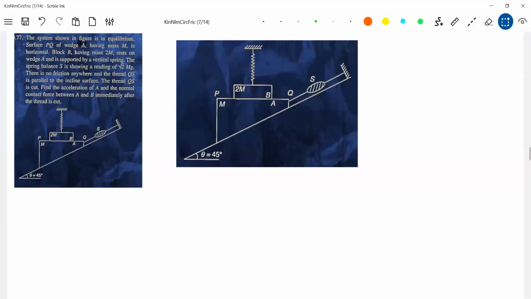With this diagram in hand, initially the total system is in equilibrium. So this is Fs. The thread QS is cut. Find the acceleration of A and the normal contact force between A and B immediately after the thread is cut.